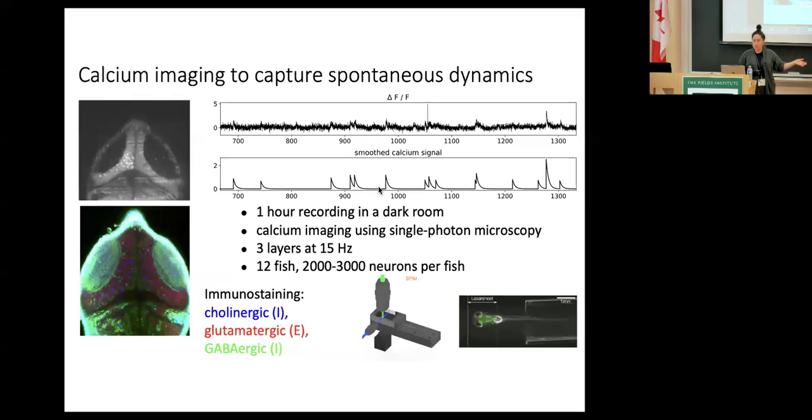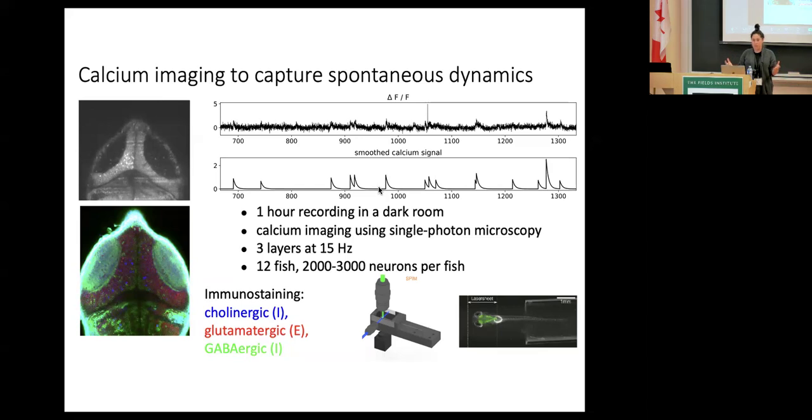We have one time series per neuron, and we have a recording over an hour. We record at 15 hertz, so we have 54,000 time points. And we get about 2,000 neurons per fish. So all in all, per fish, per recording, we have a 2,000 neurons by 54,000 time points data set.